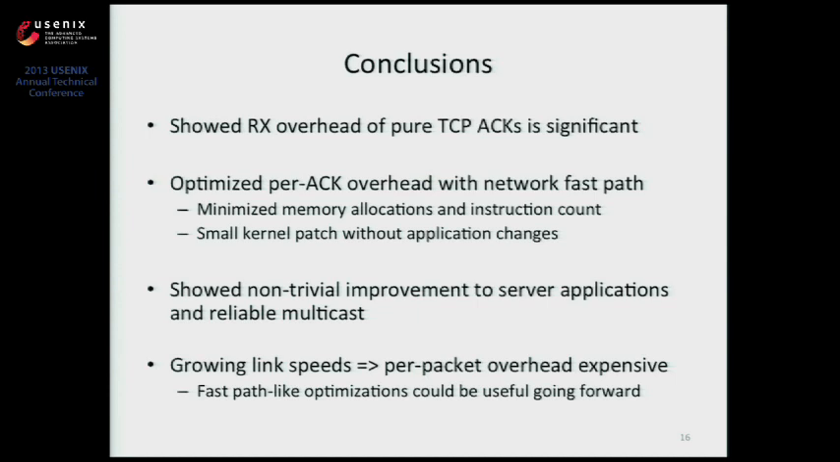And we expect that with growing link speeds, the per-packet overhead at the end host is only going to get more expensive. So we think that fast-path-like optimizations could be very useful going forward. And thank you. I'd like to take questions now.